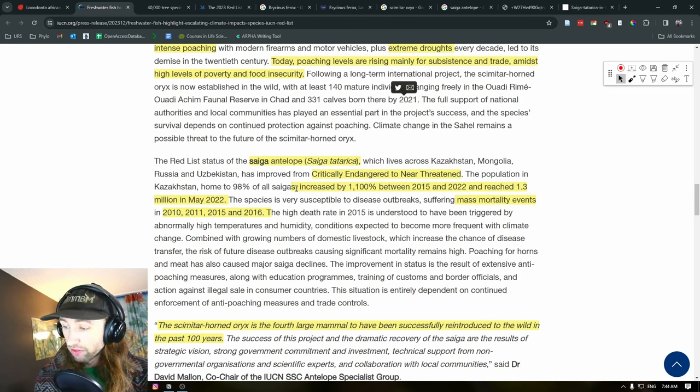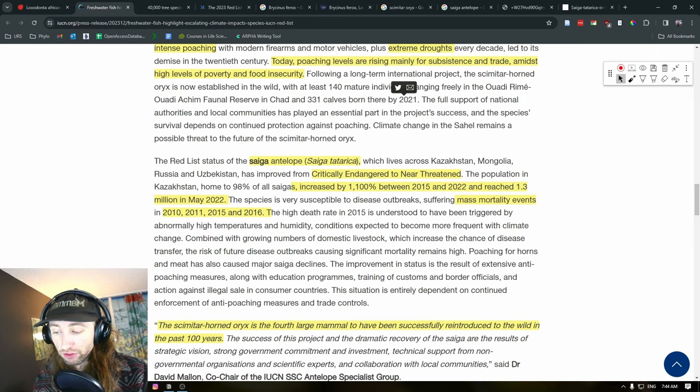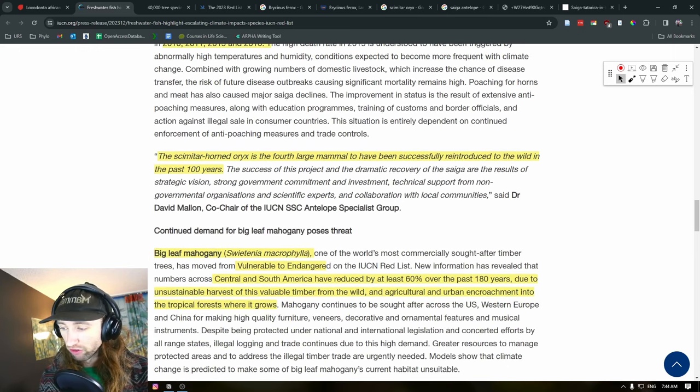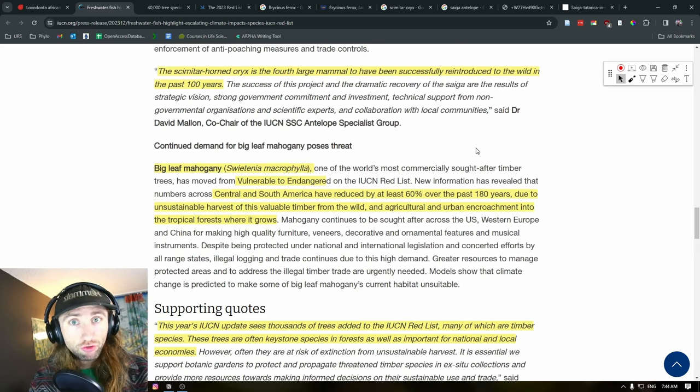However, the population in Kazakhstan, which most of the saiga antelopes are found in, has increased by 1,100% between 2015 and 2022 and reached 1.3 million individuals in May of 2022. So without the IUCN, we wouldn't be able to track this information as readily. Of course, local people know about species declines, but at a global scale, it can often be hard to understand these changes. So now we're going to move into the trees.